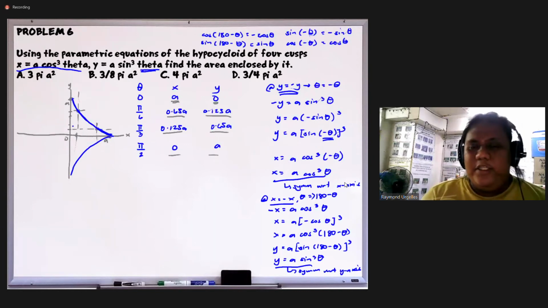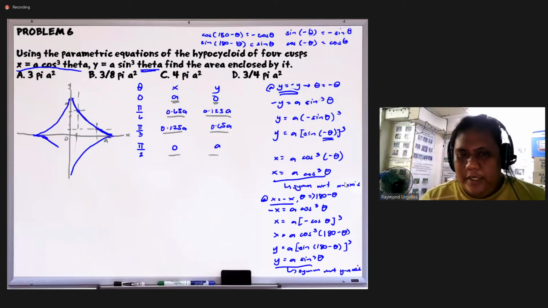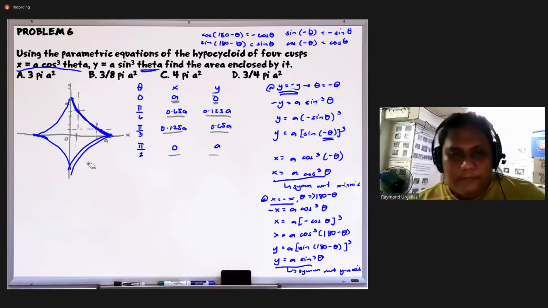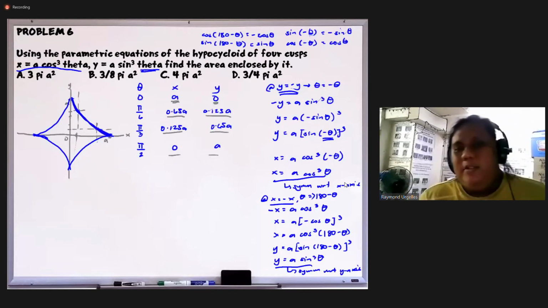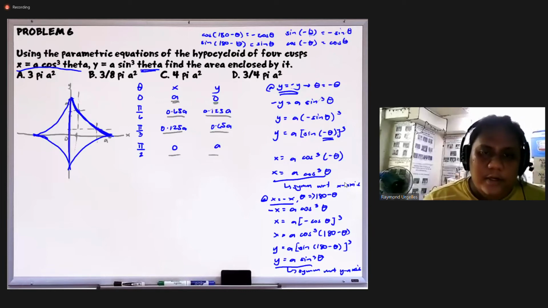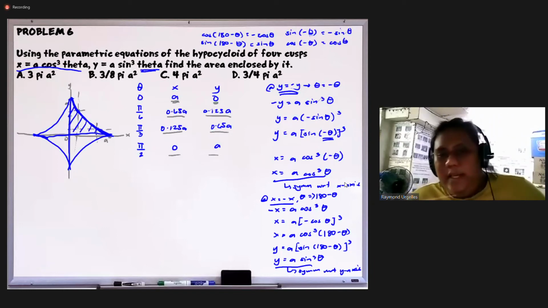So since it is symmetric with respect to the y-axis, we can mirror it across the y-axis. So we can form this curve here. Because of its symmetry, we can divide this into 4 parts and just solve the area of one part. For example, we can just solve this area, then multiply it by 4.